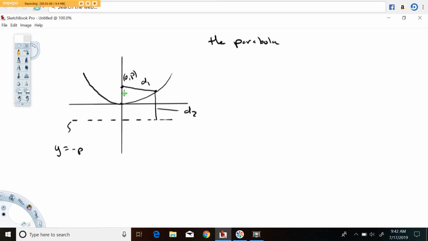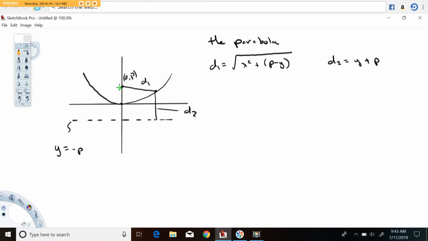So this distance d1 here is equal to the square root of, by Pythagorean theorem, x squared, and then this distance here would be p minus y. The reason is because in green here, from here to here is p, from here to here is y, and then green minus red would give us that vertical leg there. Now, d2, well, from here to here is y, and from here to here is p. So d2 is equal to y plus p.